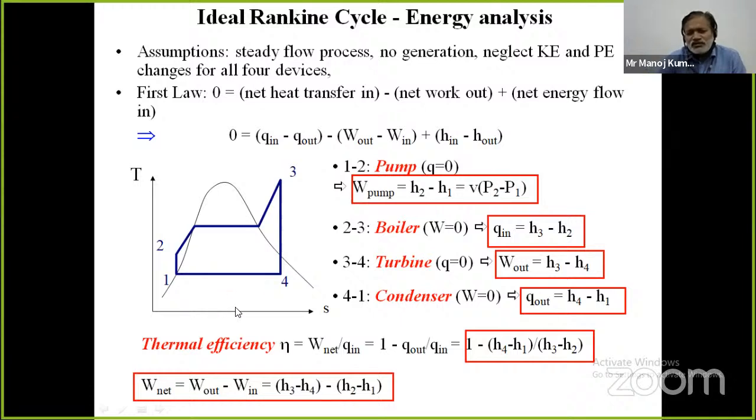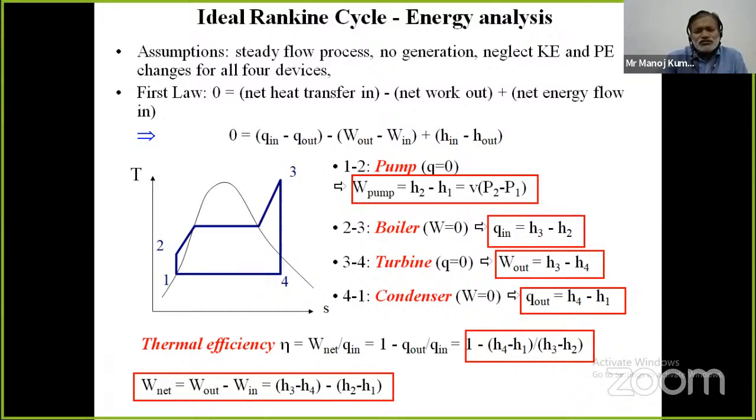So what will be the thermal efficiency? Thermal efficiency can be written as the net output upon the net energy supplied to the system. So what will be the net output? This can be written as Q in minus Q out upon Q in, or 1 minus Q out upon Q in, or simply W net upon Q in. What is W net? Since this is a cycle, according to the first law of thermodynamics, summation W equals summation Q for a cycle. So W T minus W P will be equal to Q in minus Q out.